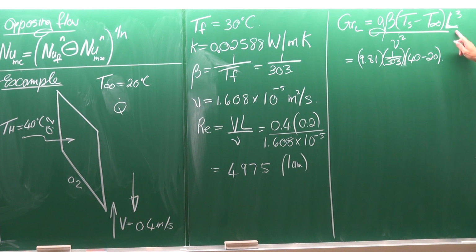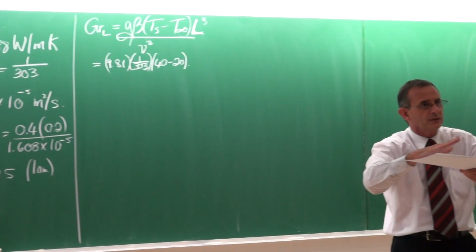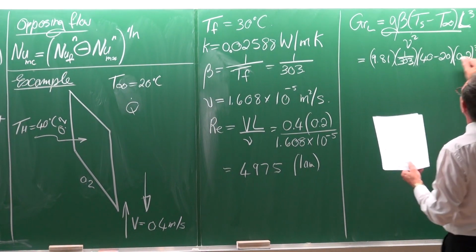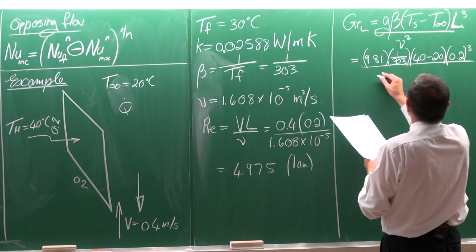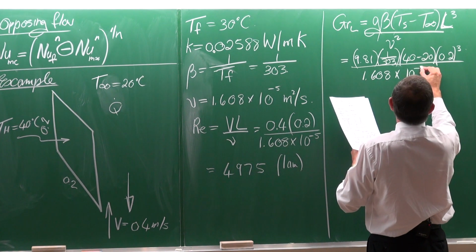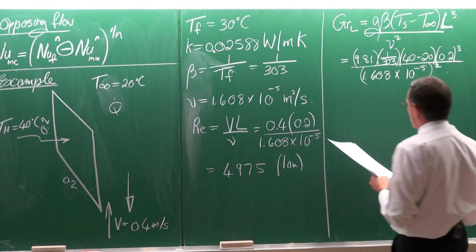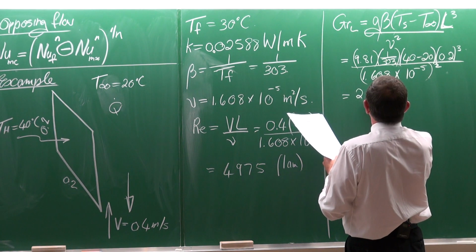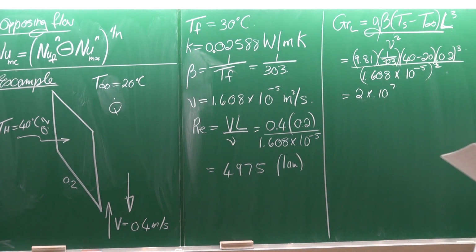Very important thing is the characteristic length. If you go and look in your table, for a vertical plate like that, it is that distance there. If it's another type of plate, the characteristic length is determined by the surface area divided by the perimeter. So in this case, it is easy. It is equal to 0.2 to the third divided by the kinematic viscosity, which is 1.608 multiplied by 10 to the minus 5, everything squared. And the result is a Grashof number of 2 multiplied by 10 to the 7.